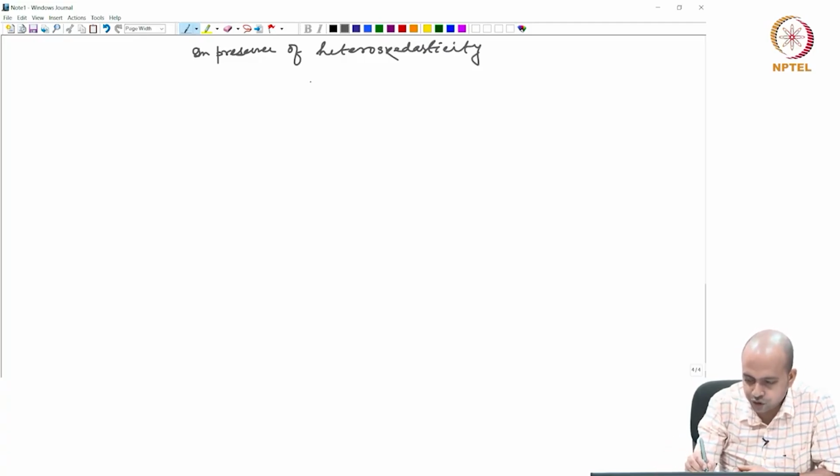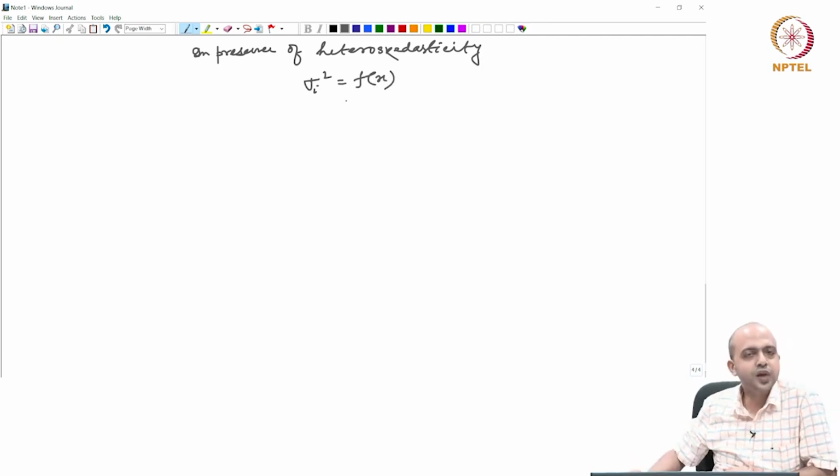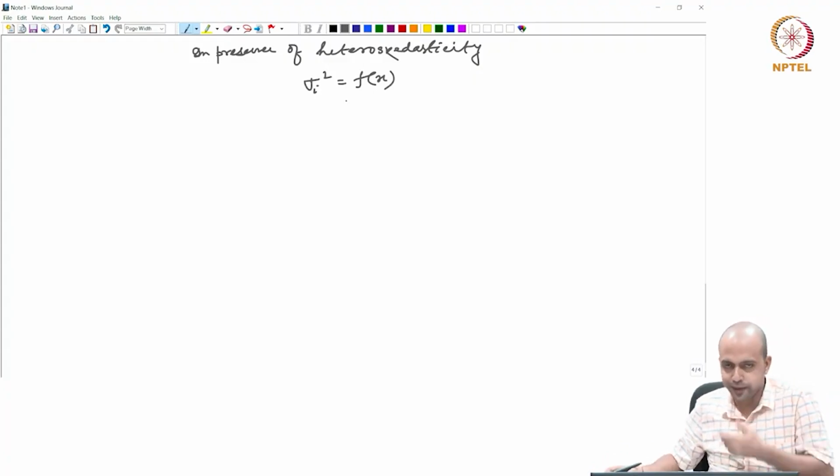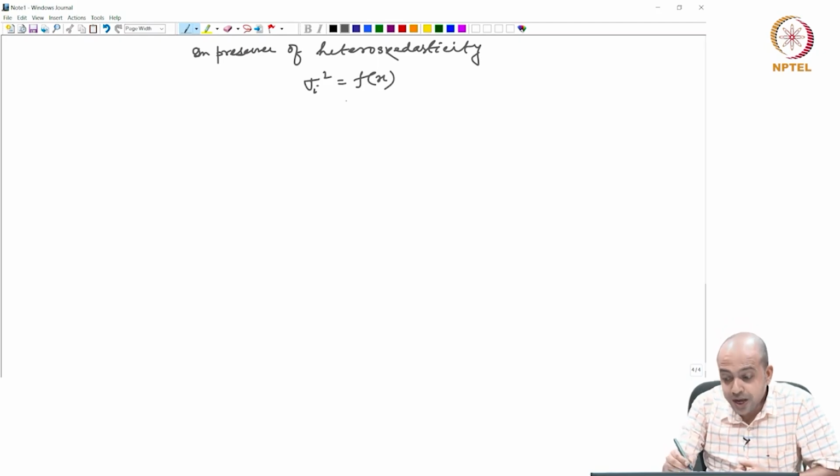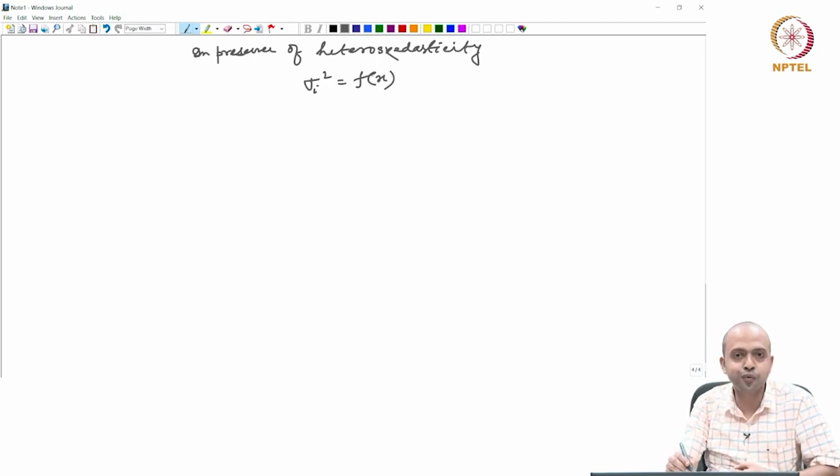what we assume actually is that sigma square i is a function of x. Instead of being constant, it is a function of x, either increasing or decreasing, I do not know, but it is a function of x. Now, depending on what specific functional form you assume, there is a separate test that econometricians have developed to detect heteroscedasticity.